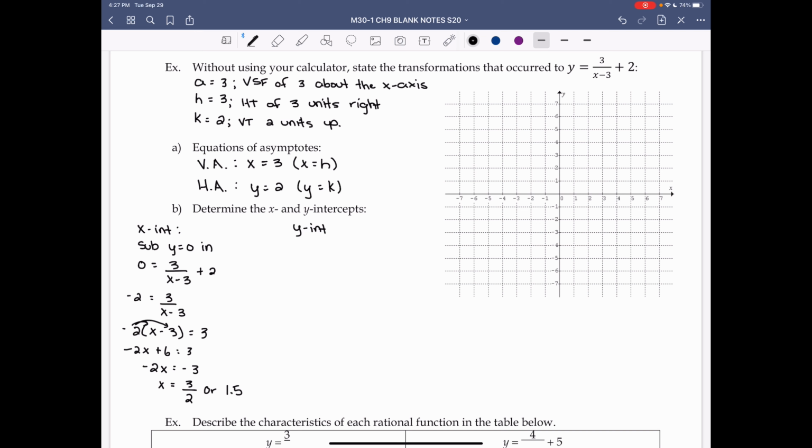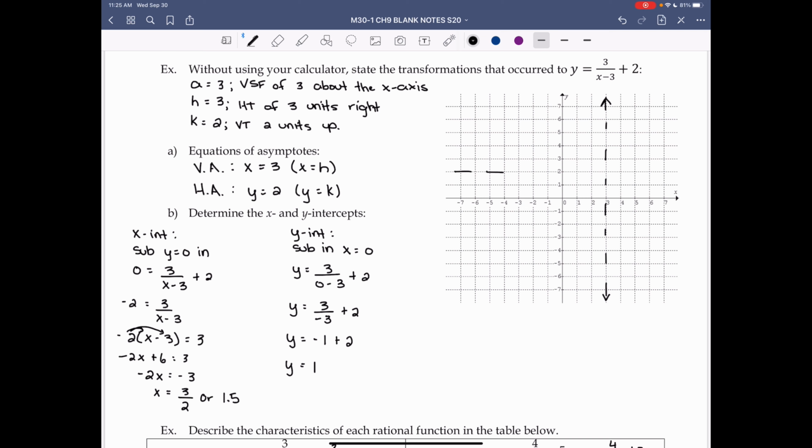Let's graph our rational function without using our calculator. We have a vertical asymptote at x equals 3. And a horizontal asymptote at y equals 2.